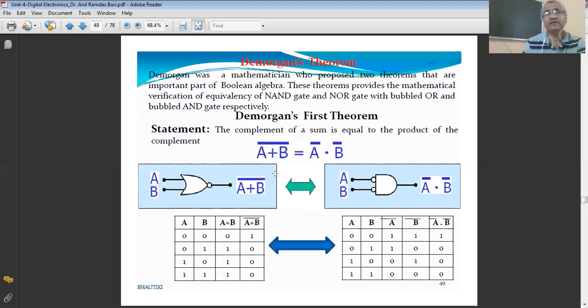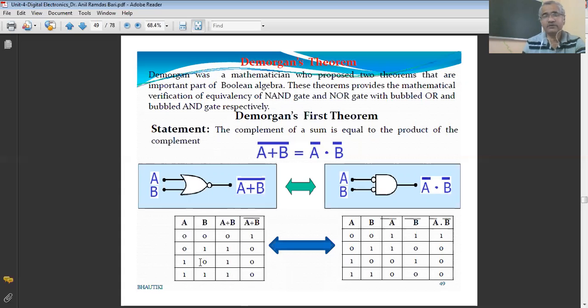Now let us verify this theorem. There are 4 possibilities for inputs A and B. Let us first verify this statement and find out (A plus B) complement. So this is A, this is B. A plus B is 0 plus 0, which is 0. And the complement of 0 is 1. So here is the 1.